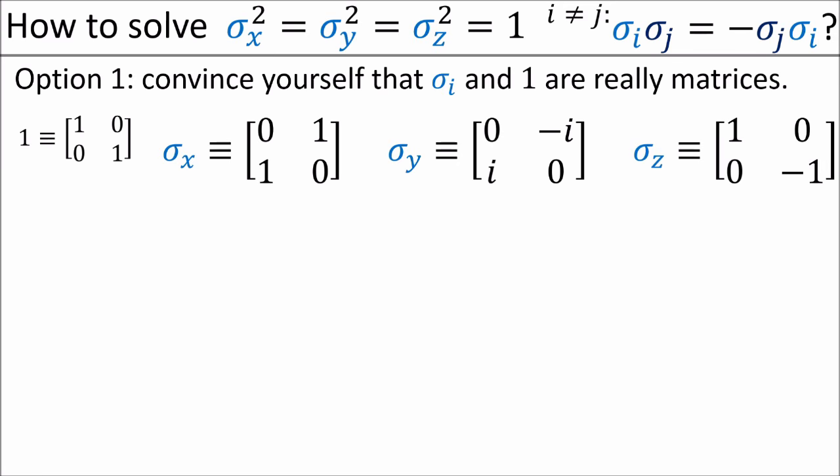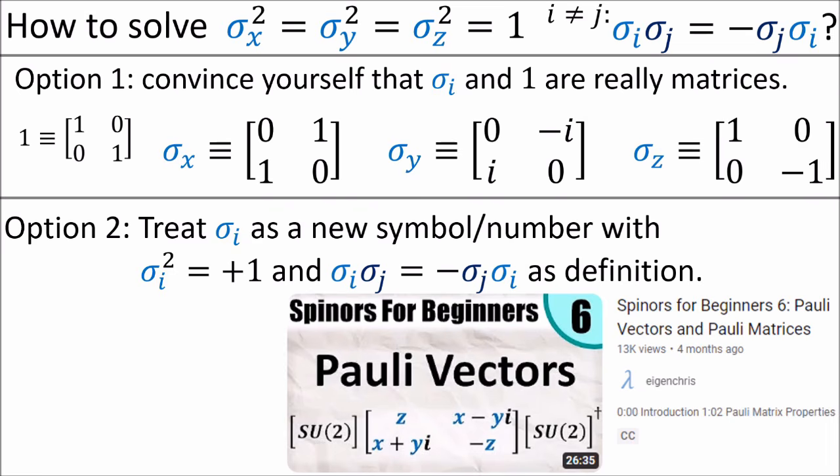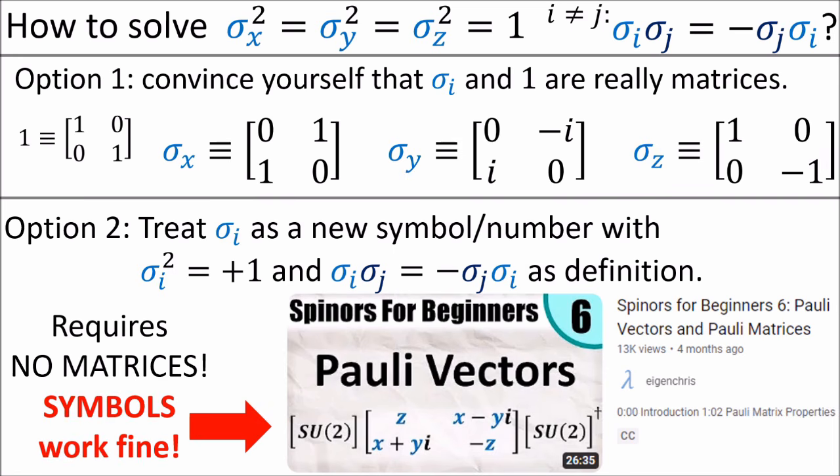But the Clifford algebra style approach is to forget about the matrices and just treat these 3 sigmas as their own symbols that square to +1 and anti-commute with each other. Actually, if you were to go back and watch video number 6, which covers sigma matrices in detail, you'll notice that almost everything in the video can be figured out without writing down any matrices, and just using these squaring and anti-commutative properties of the sigmas.